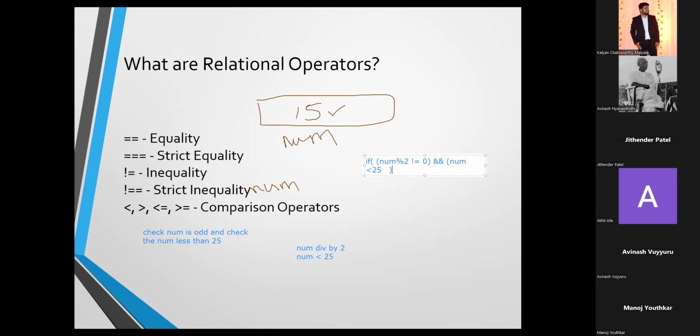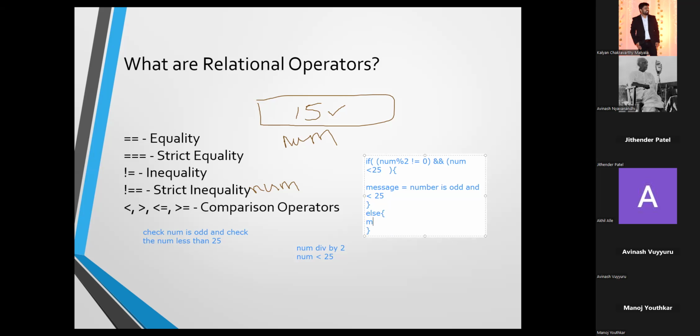Less than. Then execute whatever I have written. Then I'll write here some value. Result is equals to number is odd and less than 25. I can write any message. You know now how to write a message in the functions. Okay. Else.